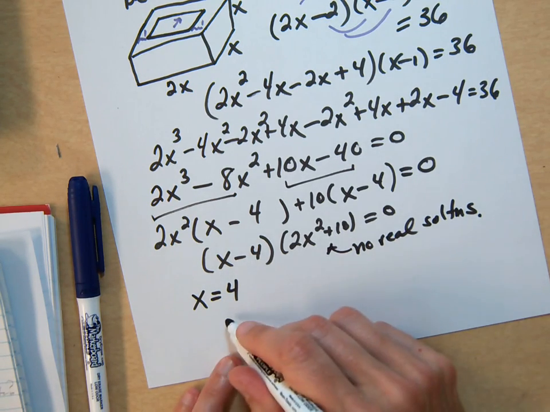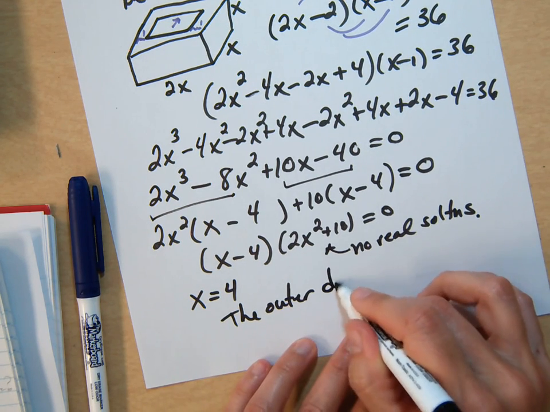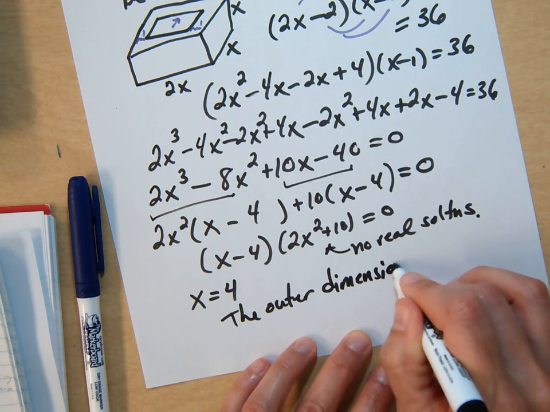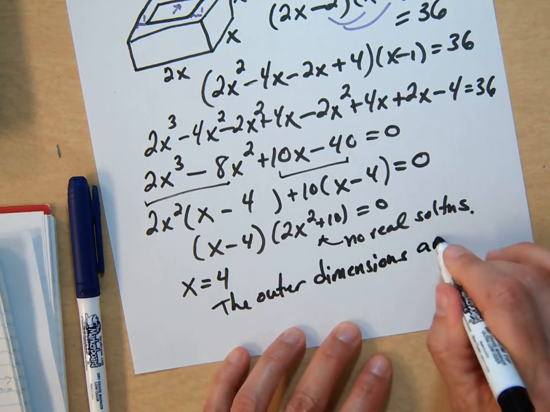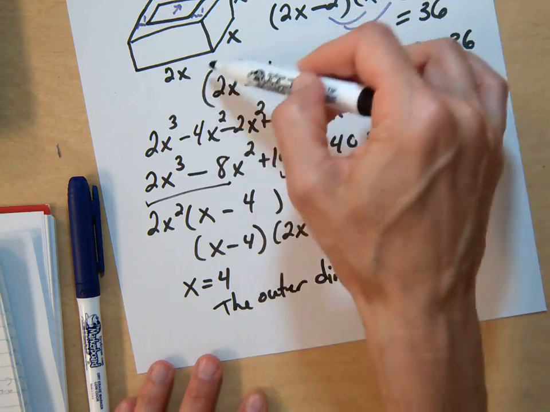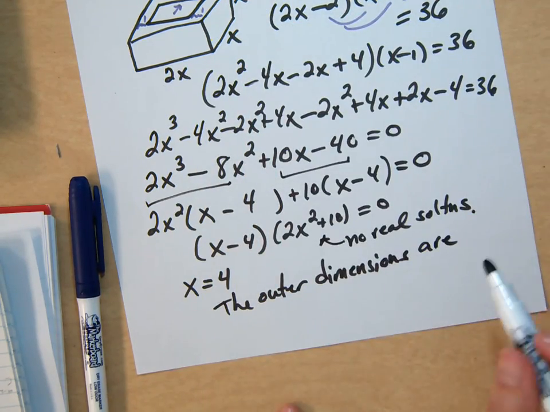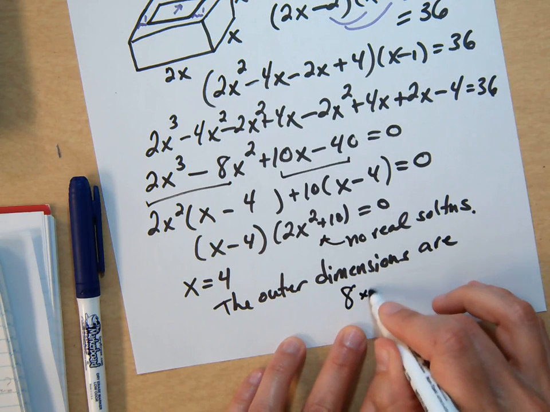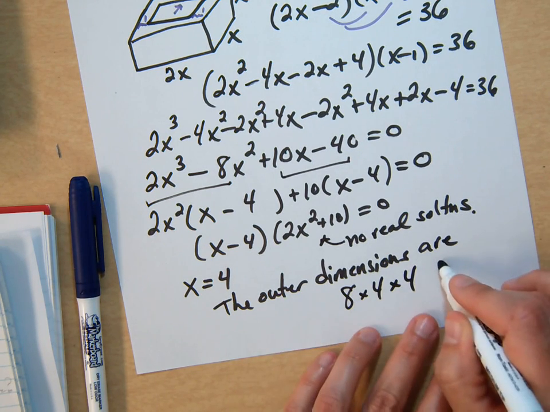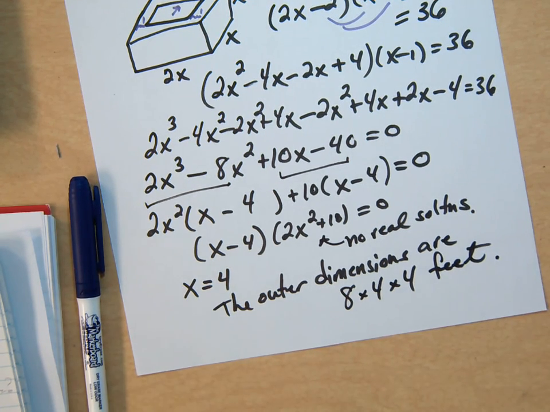So the outer dimensions, to answer the question, the outer dimensions are, we use the numbers in the picture, 2x, x, and x. So it would be 8 by 4 by 4. 8 by 4 by 4 feet. Ta-da! So you can watch this again later.